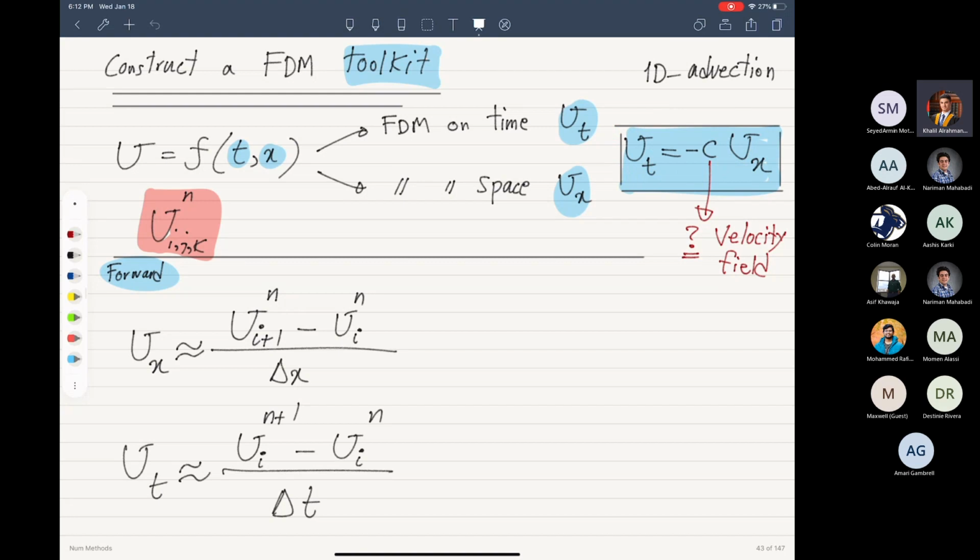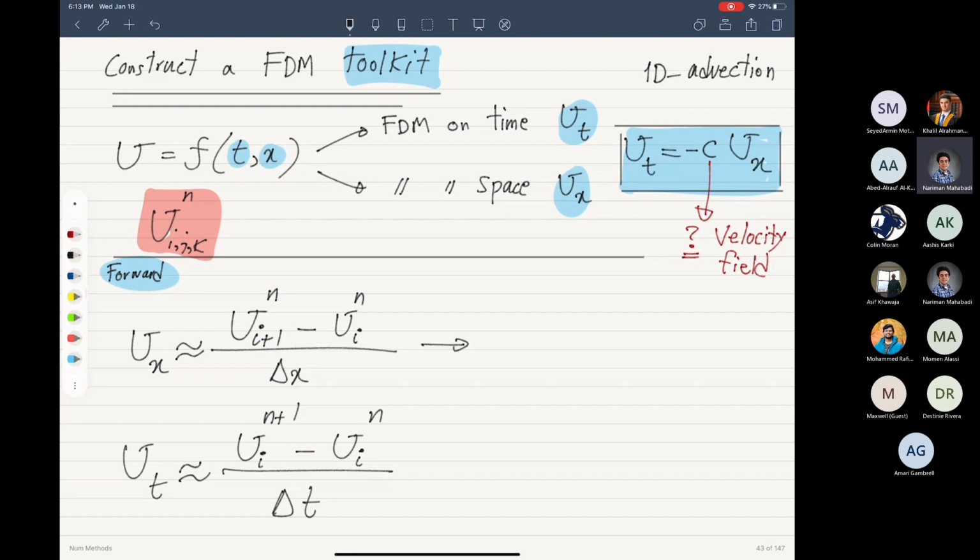So, Doctor, in the discretized form, is time always in the superscript? Yes, this is the general form. So time is always on top, the space on the bottom. Okay, thank you.